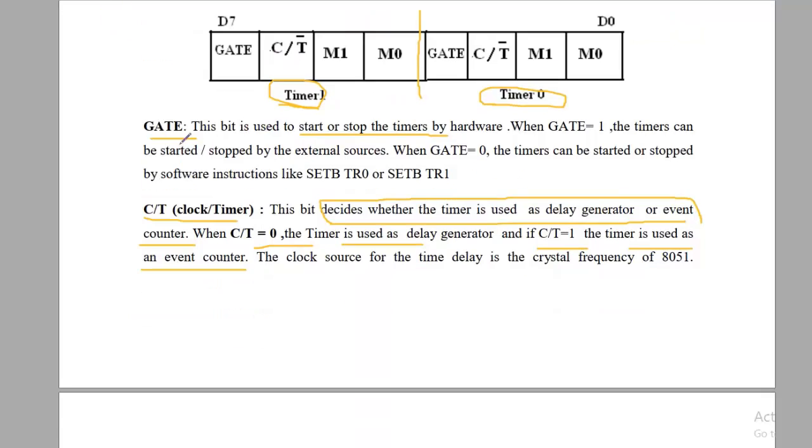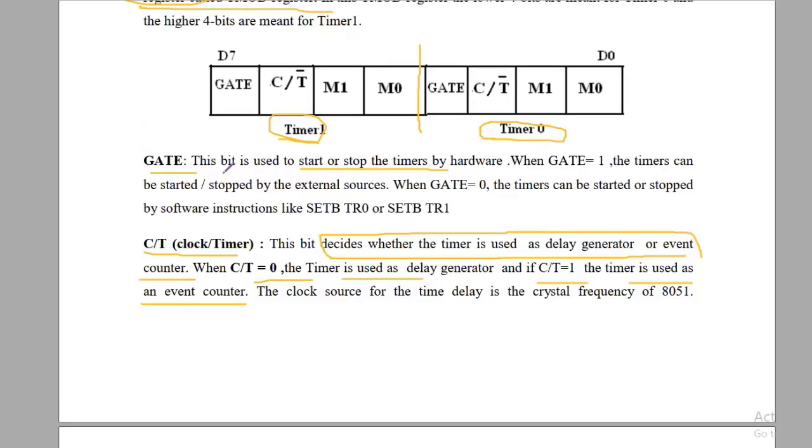So let me show you what is gate. Gate is basically a bit that is used to start or stop the timer by the hardware. When the gate is set to 1, the timer can be started or stopped by the external source. When the gate is equal to 0, the timer can be started or stopped by the software instructions like these ones.